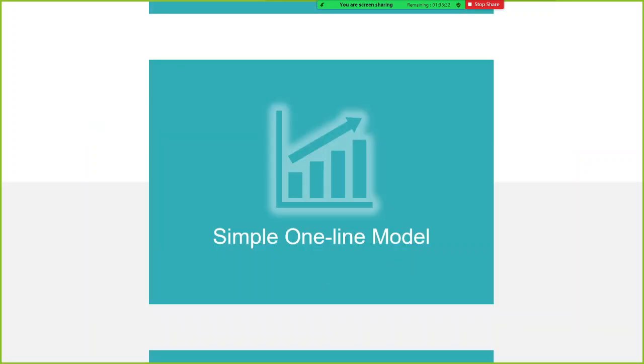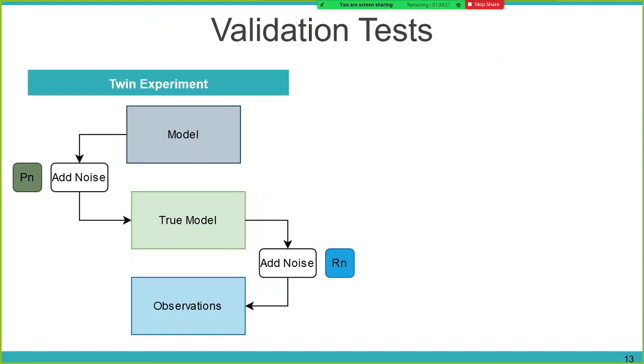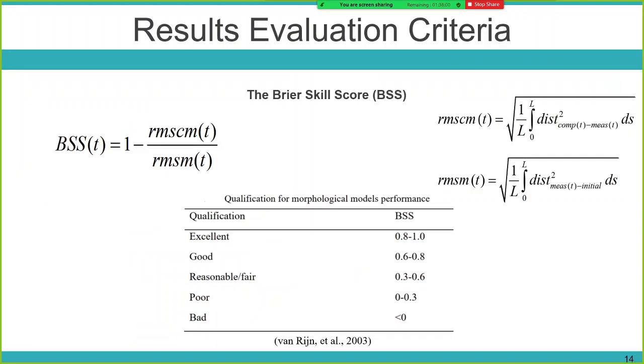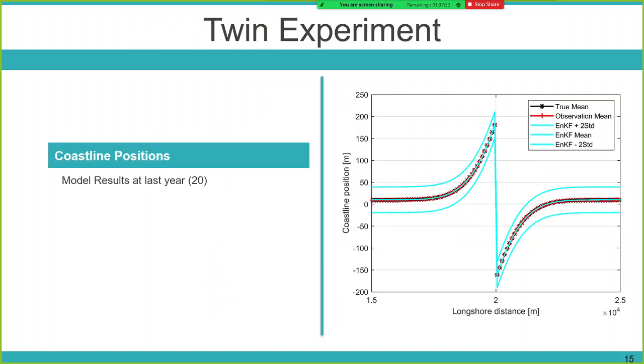The simple one-line model will first be used to implement the ensemble Kalman filter and to assess its results. Two validation tests were made. The first experiment uses synthetic observations in the ensemble Kalman filter application, and the second one uses Pelnard-Considère analytical equations. The solution will be used as observation for the process. The evaluation criterion will be the BSS, the Brier skill score, according to the classification introduced by Van Rijn.